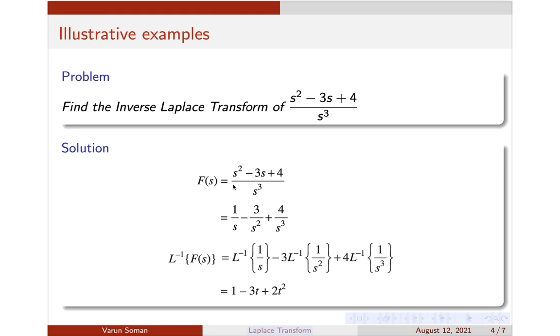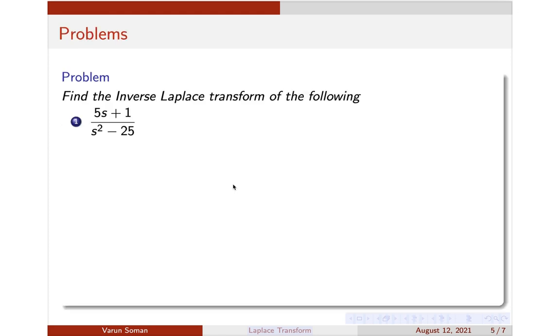Let us now do some other problems. Can you find the inverse transform of this question? I will not be doing this, you can do it yourself. Already we have discussed this. 5s plus 1 by s square minus 25, you just split it, so it will be 5s by s square minus 25 plus 1 by s square minus 25.